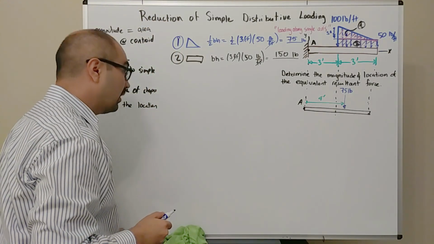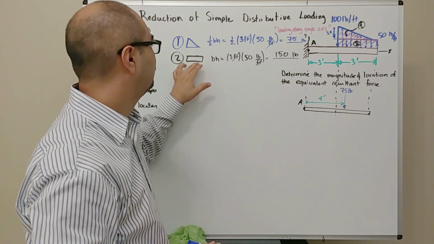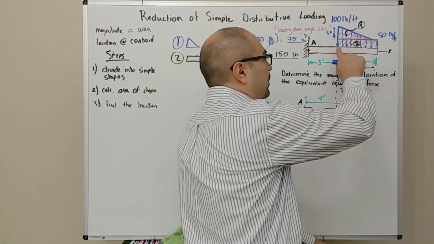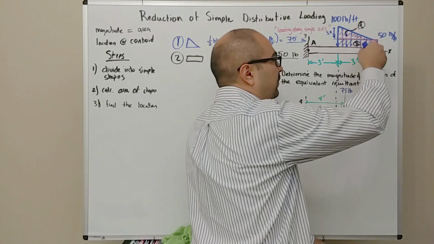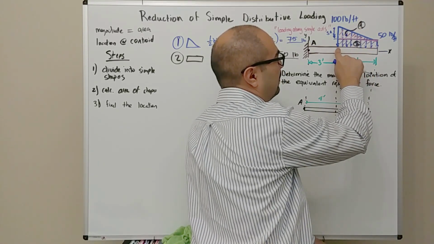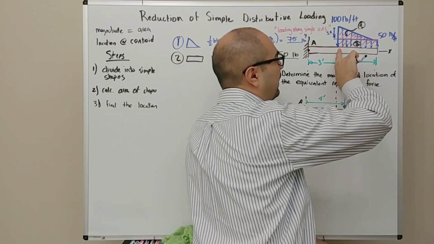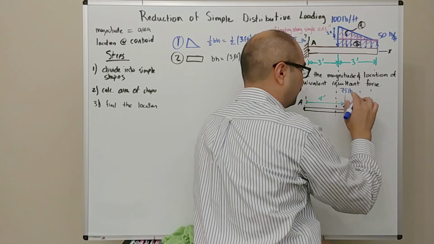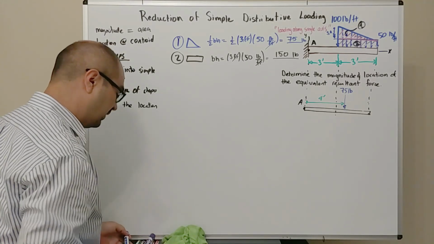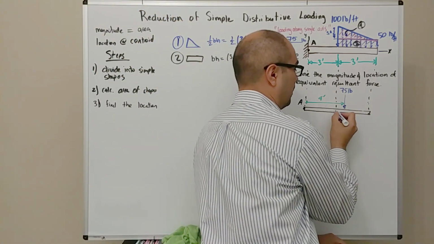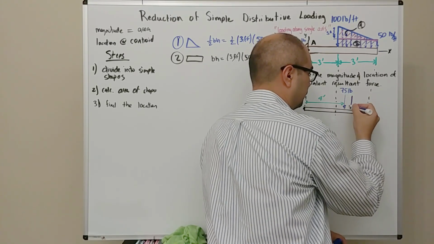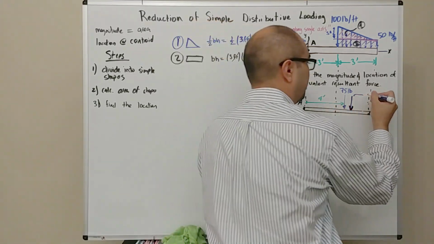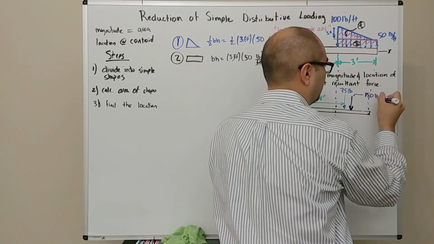Now, let's find the location for the rectangular distributed loading here, this area 2. So where is the centroid of the rectangle? Right down the center, or the middle. If the base is 3, this is going to be half of 3, or 1.5 feet from the start over here. So I can put another arrow. Let me change the color. Hopefully you'll see this as purple. But again, 1.5 feet. And then this is the area of the rectangle, 150 pounds.